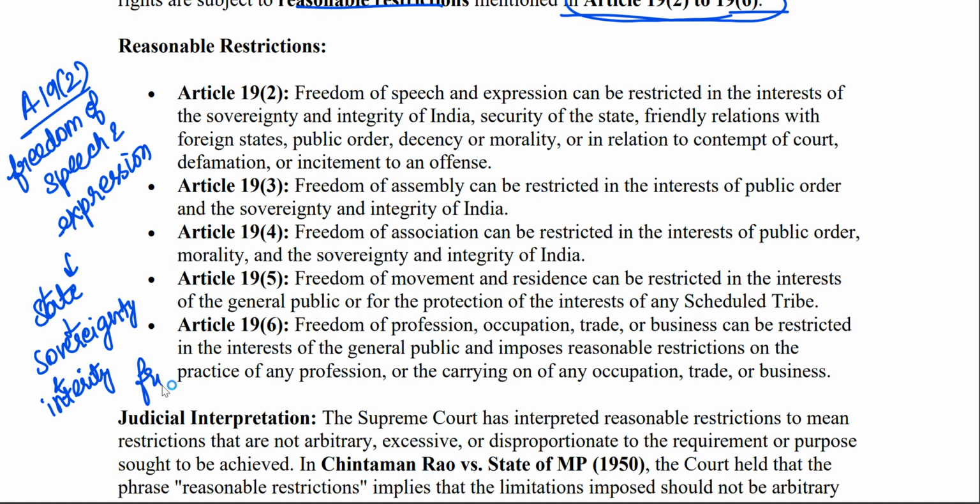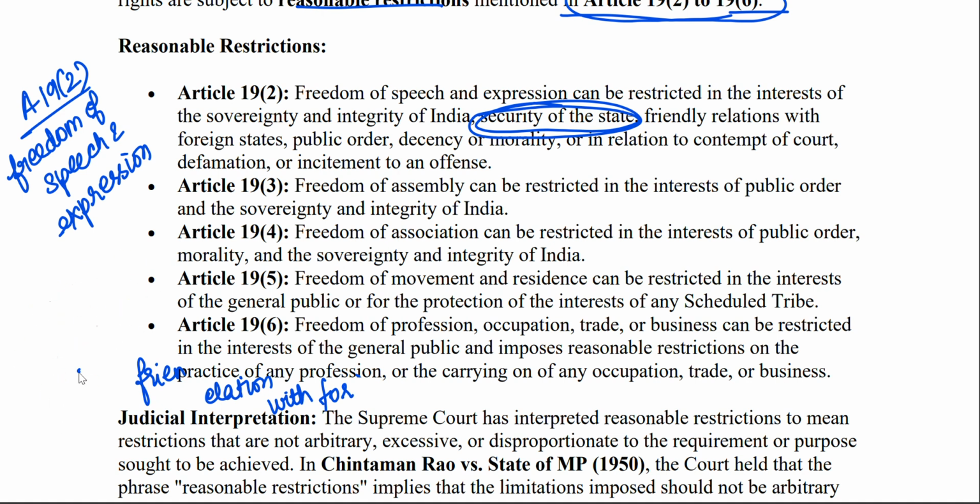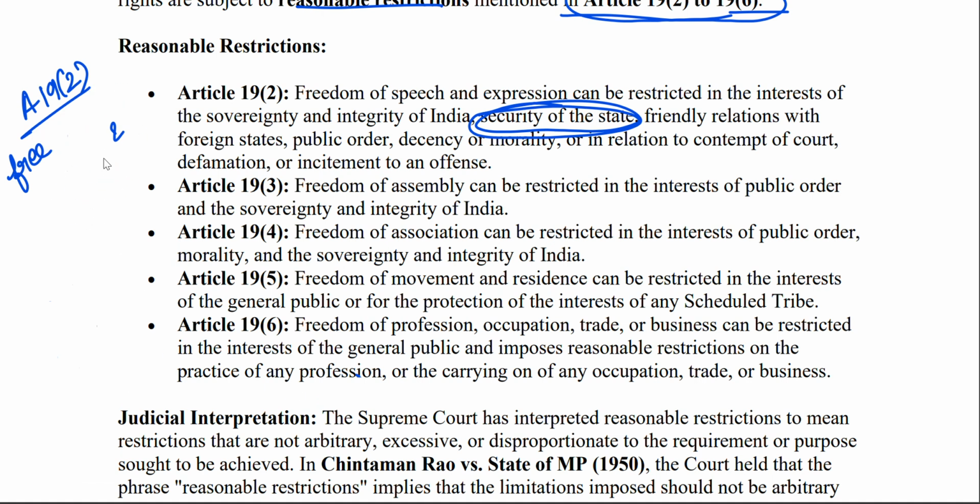And we also have friendly relations with the foreign state. It must be protected, right? So friendly relations with the foreign state must be protected, and security of the state should be protected. So we have three things related to the state. The first is sovereignty and integrity of the state, friendly relations with foreign states, and security of the state.